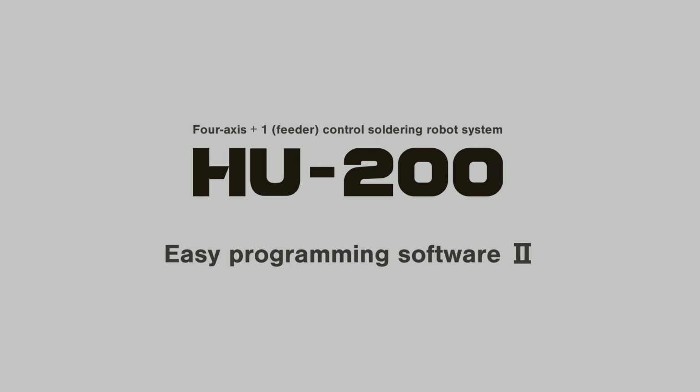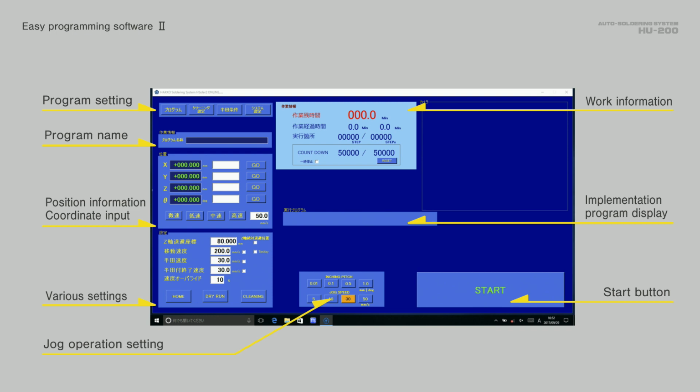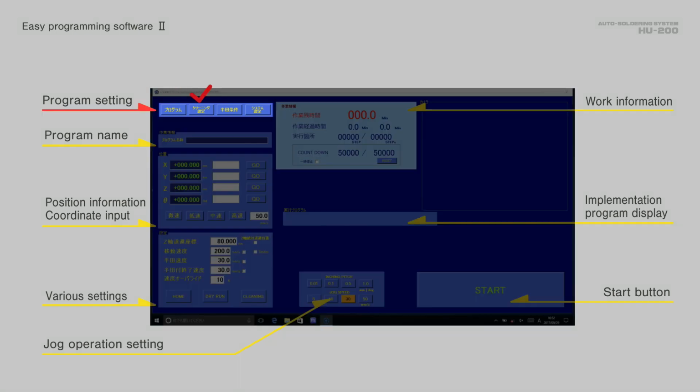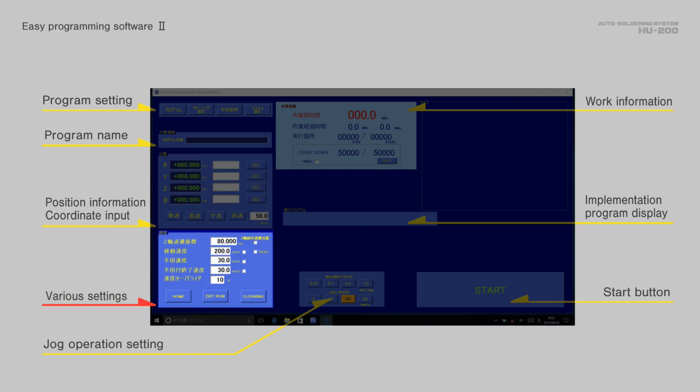Description of the startup screen for the basic program of HU-200, Easy Programming Software 2. Button to open the 4 program setting screens, including Program, Cleaning Setting, Soldering Condition, and System Setting. Display of running program name. Column to enter position information for the robot and travel coordinates with numerical values.